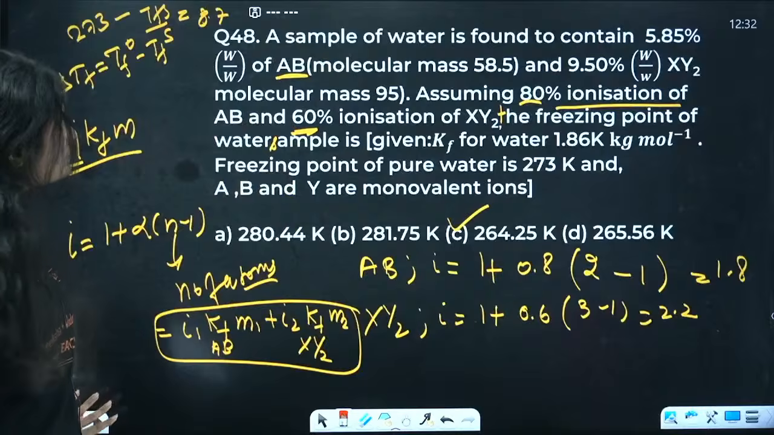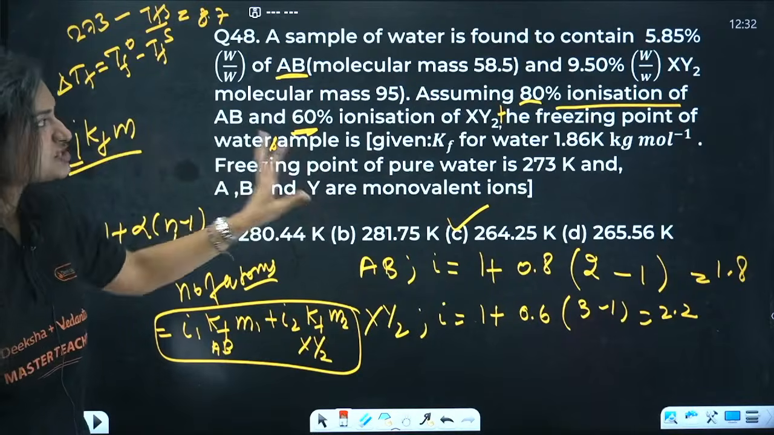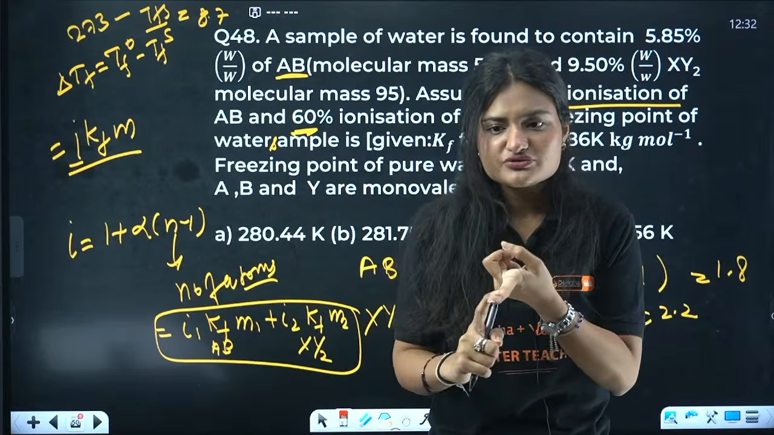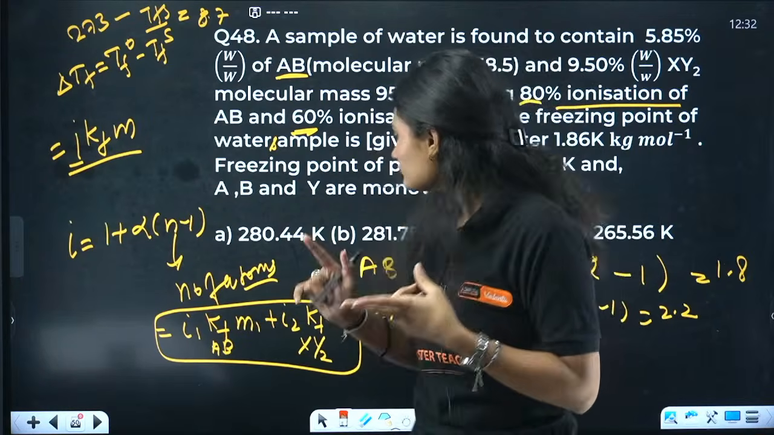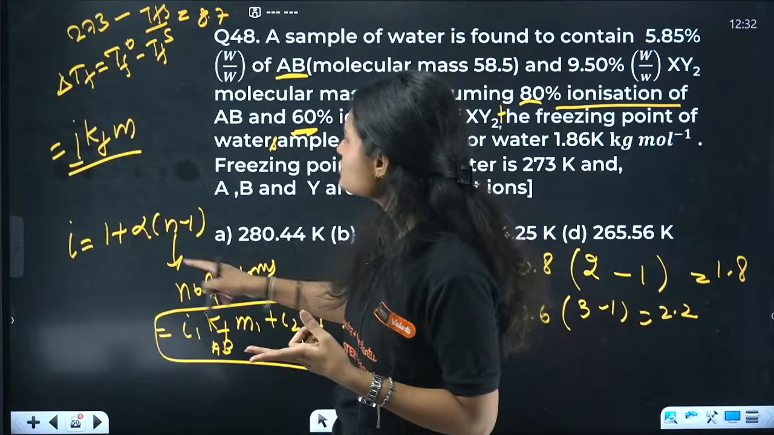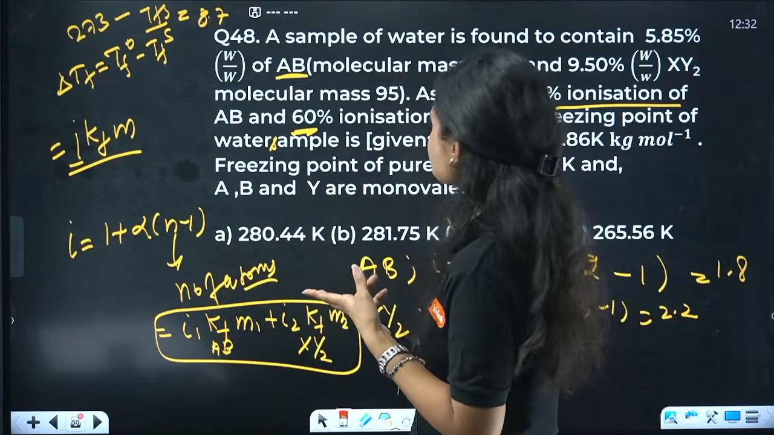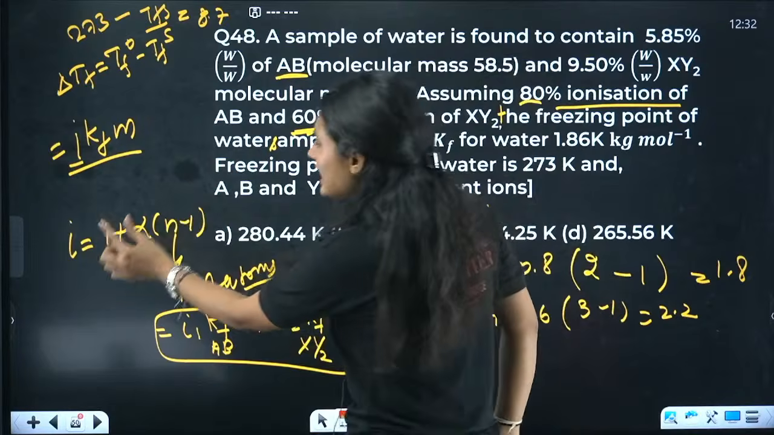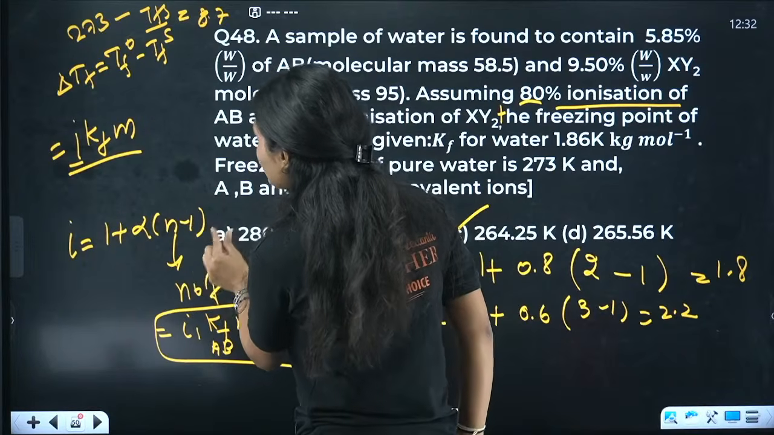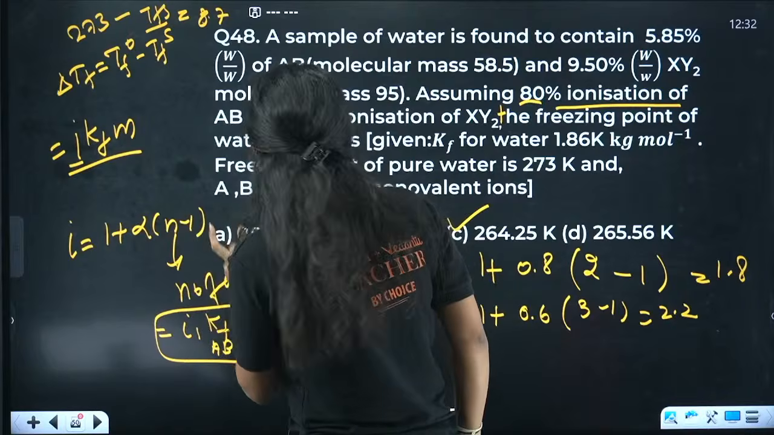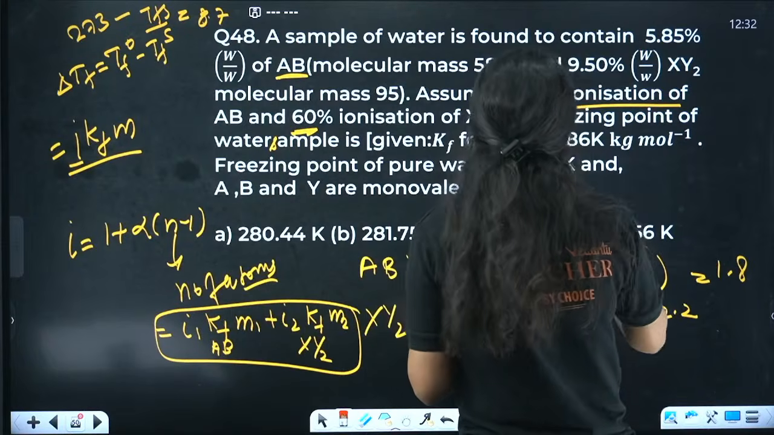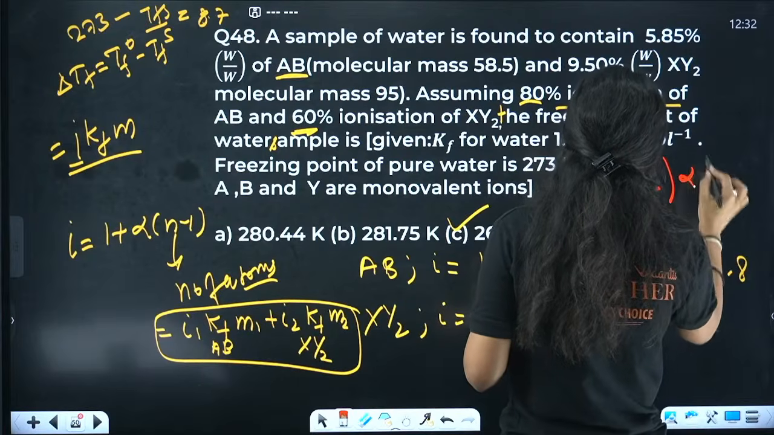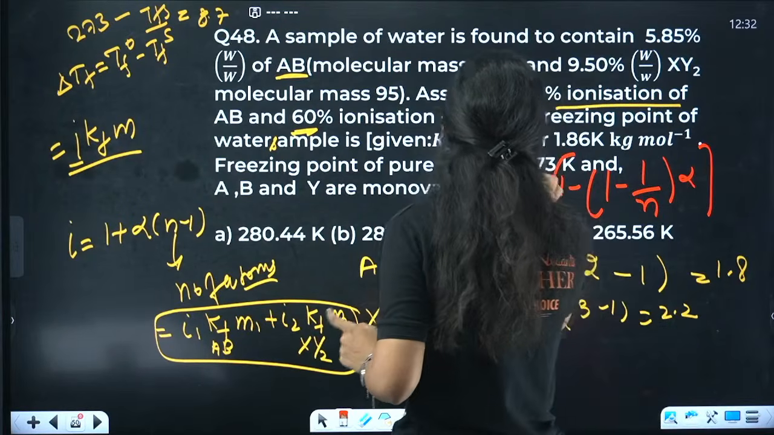Okay. Next question, again, this is a very lengthy question, but from this one, only one trick I can give you: the Van 't Hoff factor is very important. Second thing, how do you calculate the Van 't Hoff factor in case of dissociation? What is happening here? Ionization. Dissociation is happening. If dissociation is happening, in that case, i is equal to 1 plus alpha into (n minus 1). In case of association, the formula is 1 minus (1 by n) times alpha. That is the formula for i.